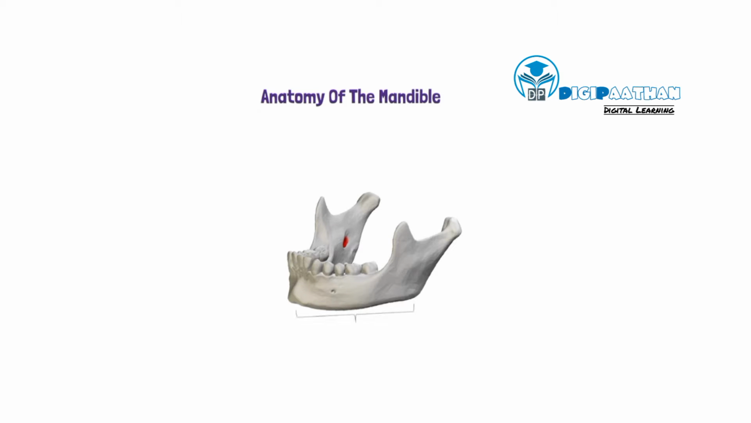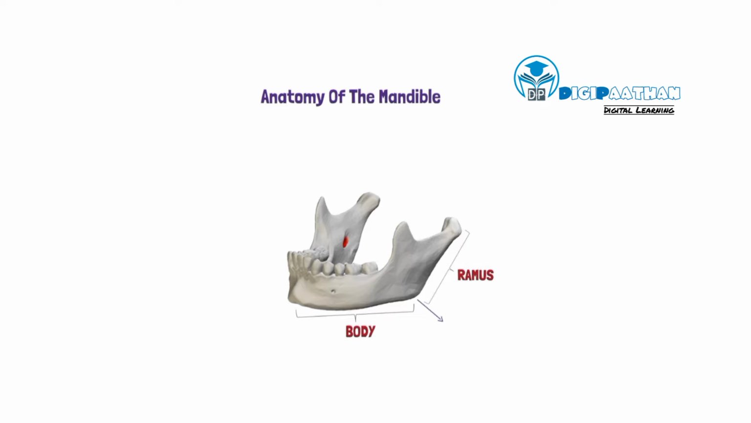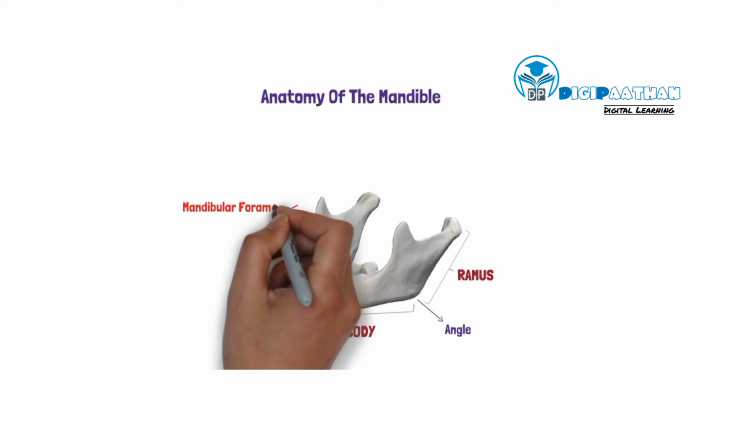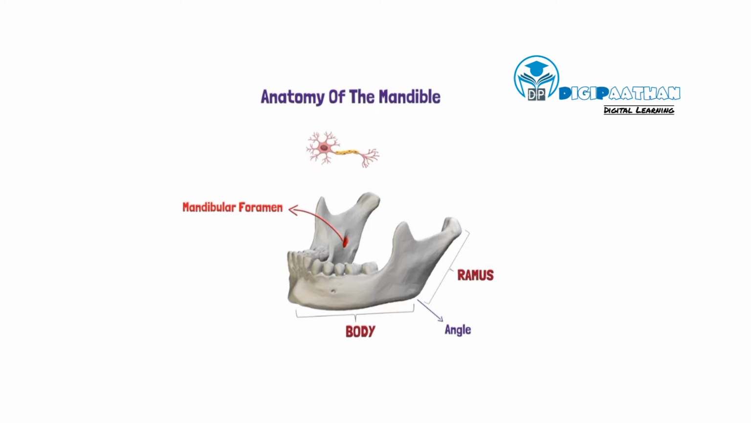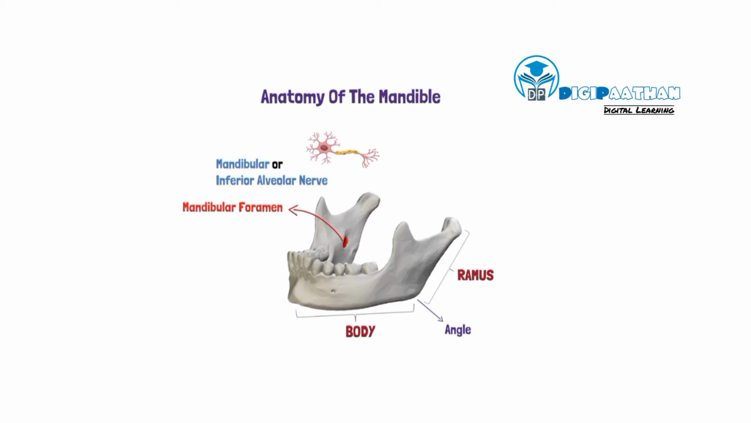Now, the mandible is composed of the body. Vertically attached to the body is the ramus. Between the ramus and the body lies the angle of the mandible. Over here, marked in red, is the mandibular foramen. Through the mandibular foramen runs the mandibular nerve, also known as the inferior alveolar nerve.